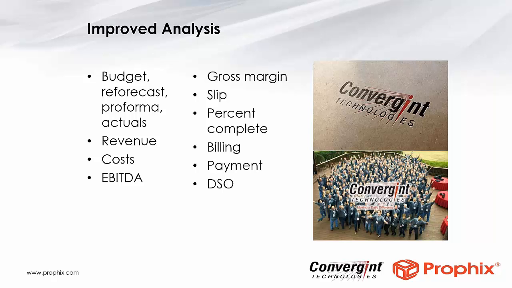So these are the buzzwords. The improved analysis is everything from the budgeted actuals for a reforecast pro forma and its revenue, cost, EBITDA, gross margin, and slip. Slip is what we estimated we were going to do for a gross margin for our costs, and then the actuals, so we're able to compare actuals versus our estimated values, what percent complete our projects are, then billings and payments and DSO. That's sort of the alphabet soup of the different pieces of data that we are able to analyze using Profix as the vehicle.